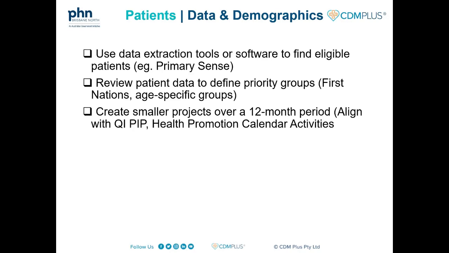The other little point I popped in there was to consider smaller projects, because it's a 12-month period. And for those that are participating in the QIP, it might be something that you want to align, and that will need some planning. So have a look at the health promotion calendars, have a look at your QI quarters, and see what projects you want to focus on once you have that data in front of you.